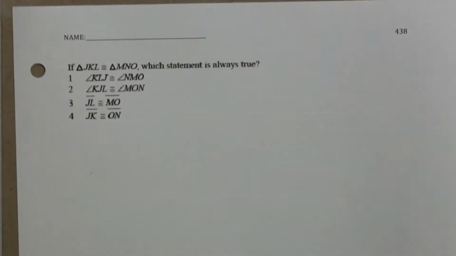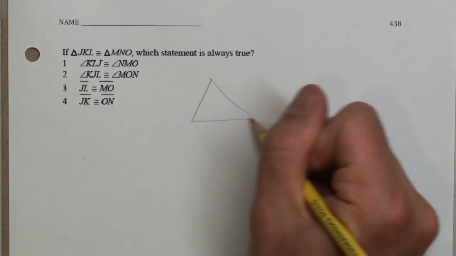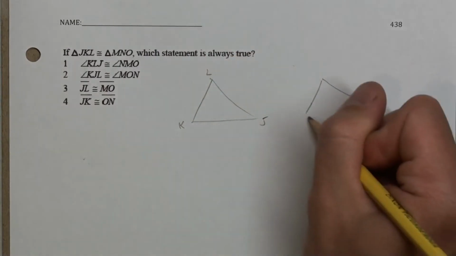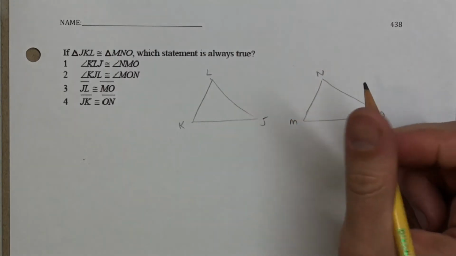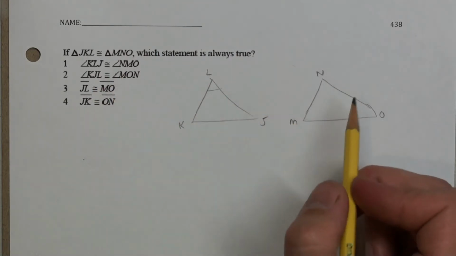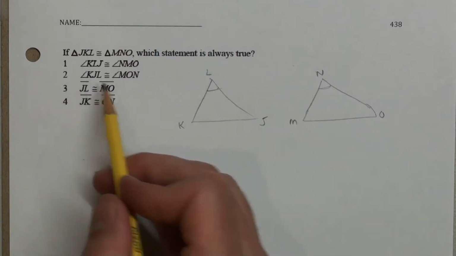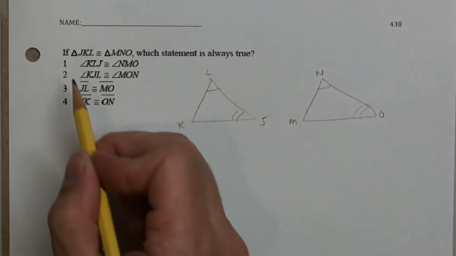So A and X congruent is choice 4. Okay. 438. Let's see. Two triangles are congruent. Which statement is always true? Let's draw them. K, L, J, M, N, O. Is angle KLJ congruent to NMO? Nope, it would be congruent to this one. Is angle KJL congruent to MON? That's true. Choice 2.